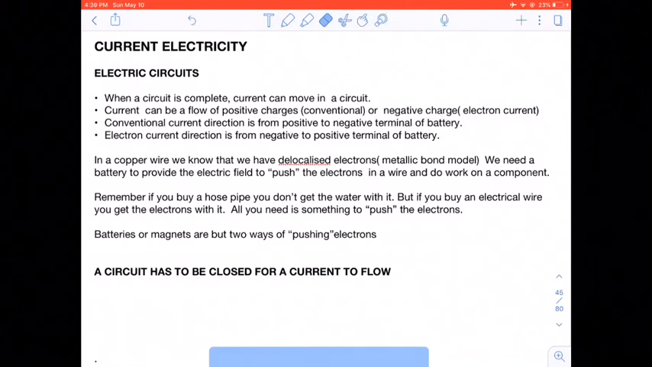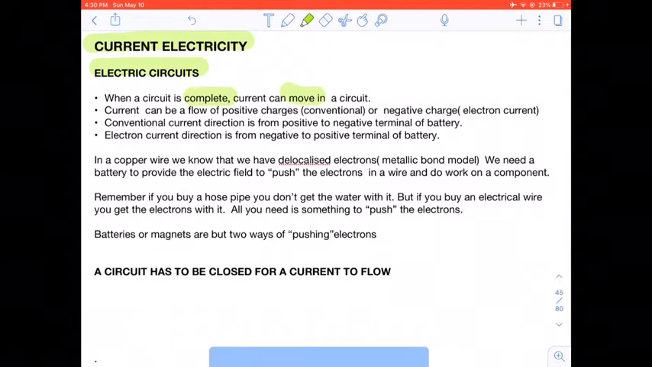We're dealing with the knowledge area, electricity and magnetism. Our topic for today is current electricity. Let's look at electric circuits. So when a circuit is complete, current can move in a circuit.